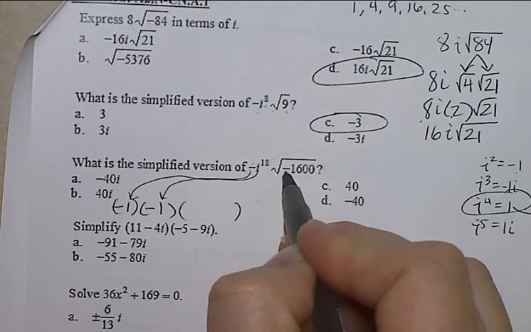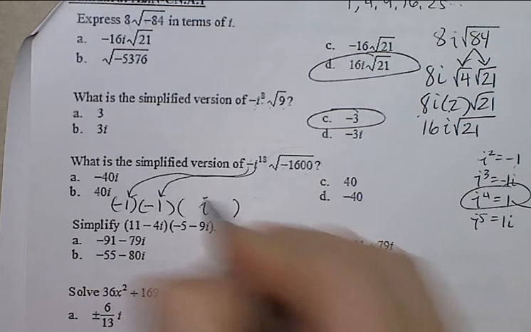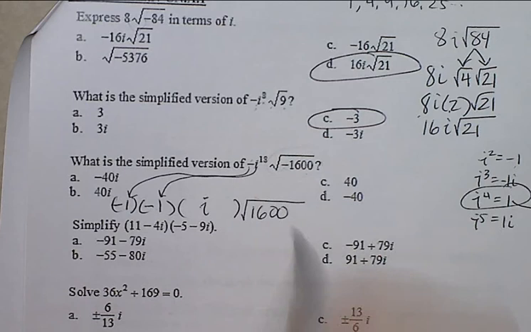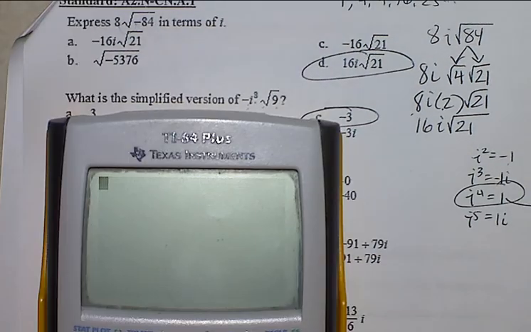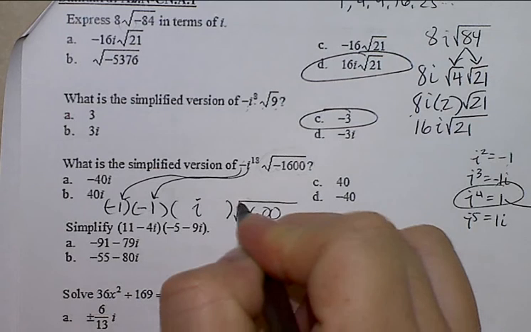Now you can't take the square root of a negative, so the negative comes out front and becomes an i. And now I need to break down the square root of 1600. Well, let's figure out, is 1600 a nice perfect square? So can everybody do second square root, type in 1600 and press enter. Square root of 1600 is 40. So this is equivalent to 40.